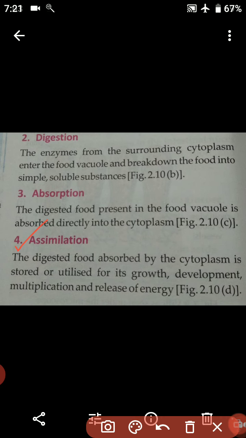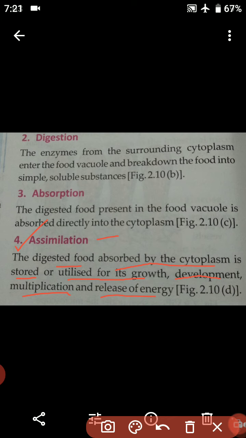Now next is the assimilation. The digested food absorbed by the cytoplasm is stored or utilized for its growth, development and multiplication, and release of energy. Okay students, so in assimilation, the digested food will be absorbed by the cytoplasm and then it will be stored or utilized for the growth of the amoeba, or for the development of the amoeba, or for multiplication of the amoeba, that means from one organism to another one. And also for release of energy.